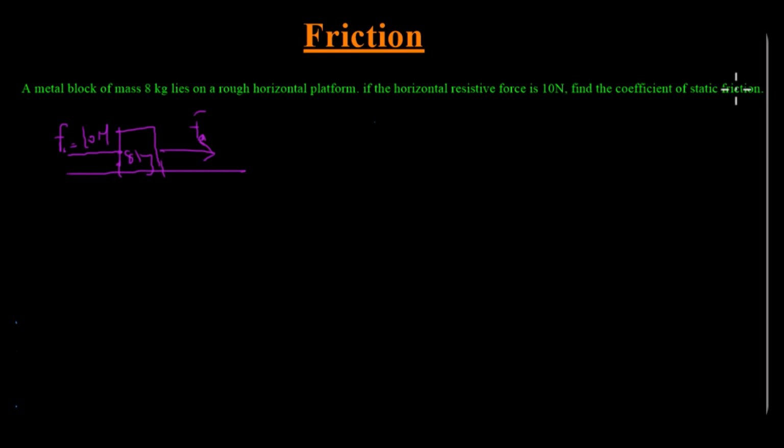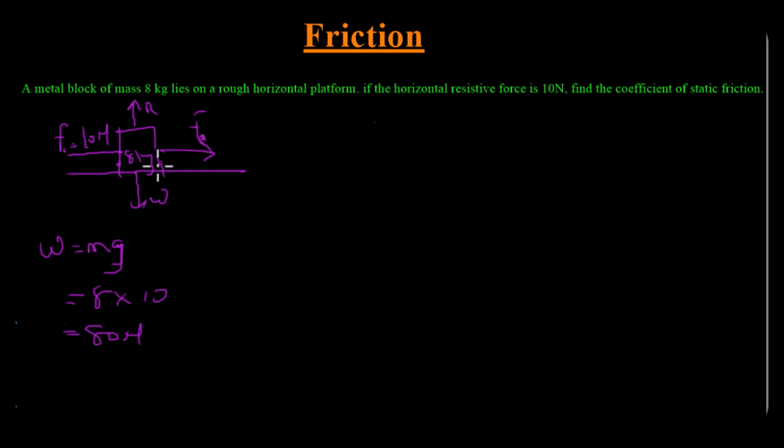Find the coefficient of static friction. So now we're looking for the coefficient of static friction. So what do we know? On this box alone, I have my weight pointing down, and then I have my normal reaction going up, R, and then W. So we already said W is equal to mg. So this time around, we're going to be taking g as 10 meters per second squared. So that will be 8 times 10, and then that will give us 80 newtons.